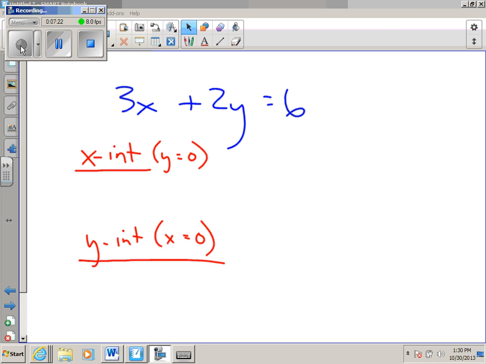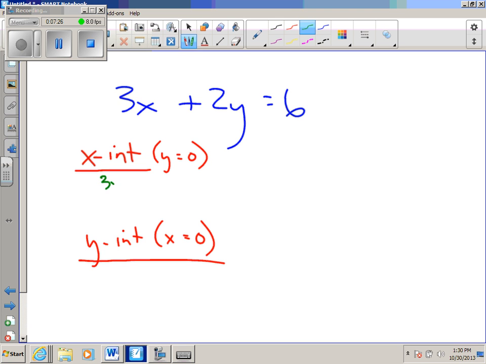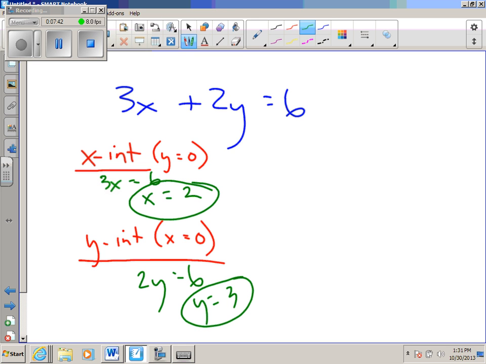We're set up here, our x-intercept when y is equal to 0. 3x would equal 6. My x-intercept is 2. When x is equal to 0, I'm going to have 2y equals 6. Therefore, y will equal 3. Good. So that's sufficient. You say your x is 2 and your y is 3. Okay? Any questions there?